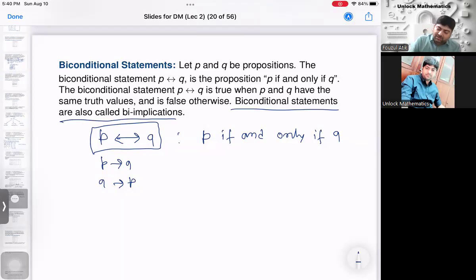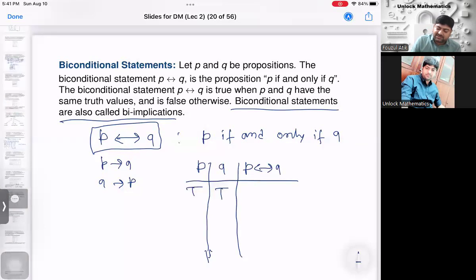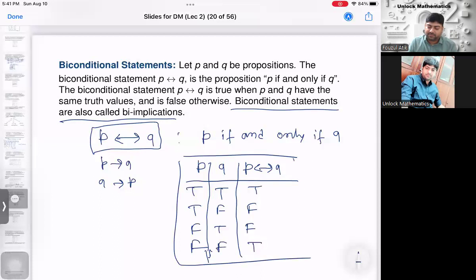Right? So if I want you to write the truth table for P, Q, and P if and only if Q, what will it be? It will be all possible cases: T, T, T, F, F, T, and F, F. Because P and Q have the same truth value in the first case, it is true. But in the second case, they do not have the same truth value, so this will be false. This will also be false. But in the last one, both of them have the same truth value, which is false. Therefore, this will be true. So this should be the truth table of P if and only if Q.